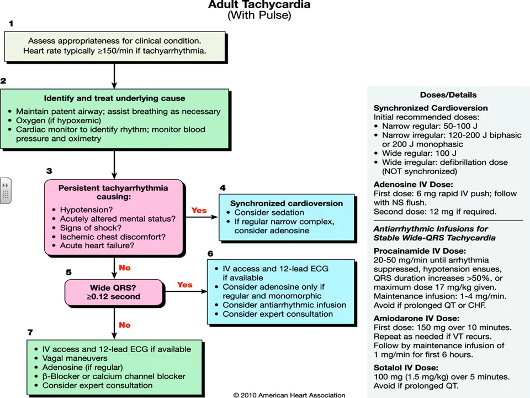All right? So, that being said, adenosine's really only going to work on a supraventricular tachycardia, not an AFib RVR, because adenosine affects the electrical conduction of the AV node. Okay.